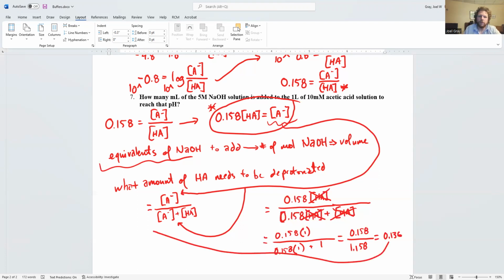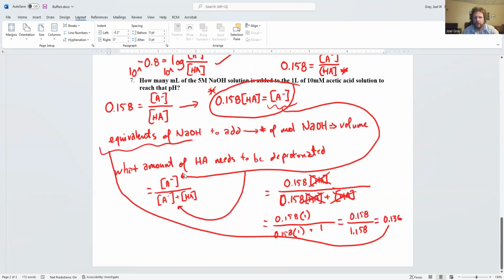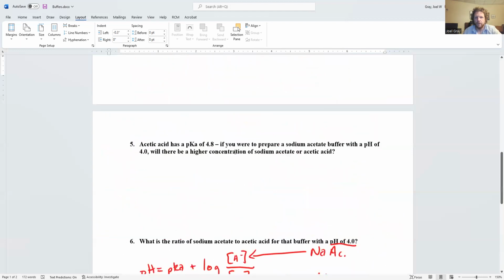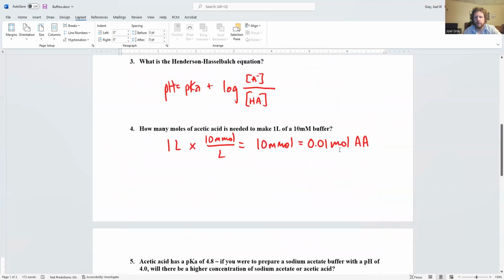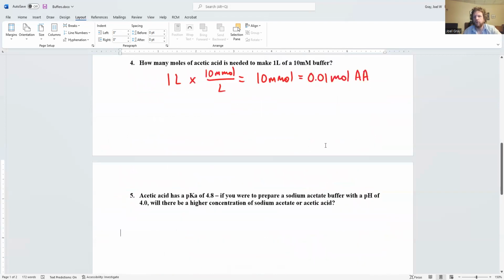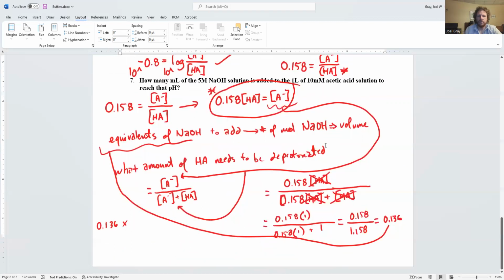So that's what we were just solving for by looking at the fraction of our HA and A minus to one another. Okay, now how do we use that information? Once we have this 0.136, well, then what we can do is take that and say, we needed to add 0.136, and we can multiply that by, scroll back up to the top here. Where did it go? The 0.001 moles of our acetic acid.